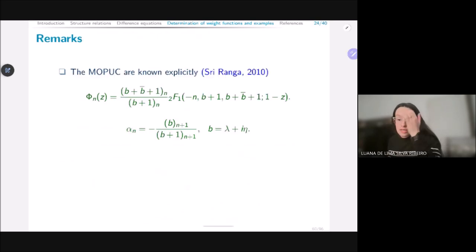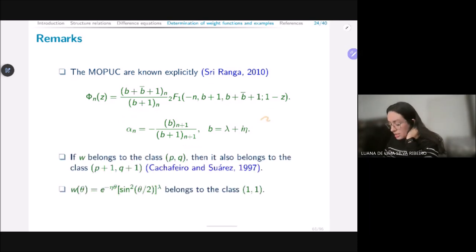Okay, this is an example: these wave functions appear in the work of Sirihanga. So we know explicitly the monic orthogonal polynomials with respect to this measure in terms of the hypergeometric function, and the Verblunsky coefficients are explicit. So this is an example where the Verblunsky coefficients are known explicitly.